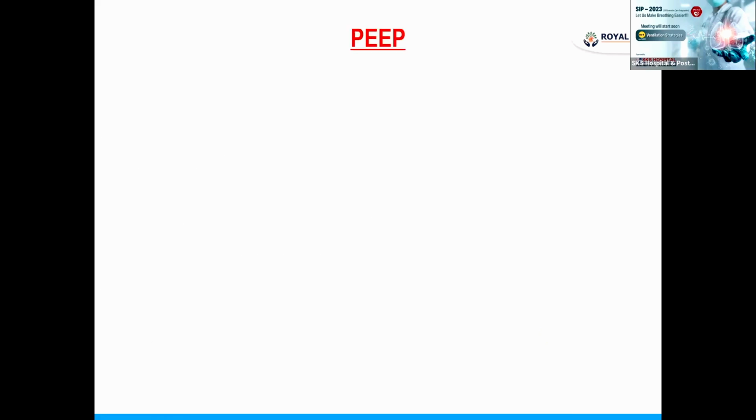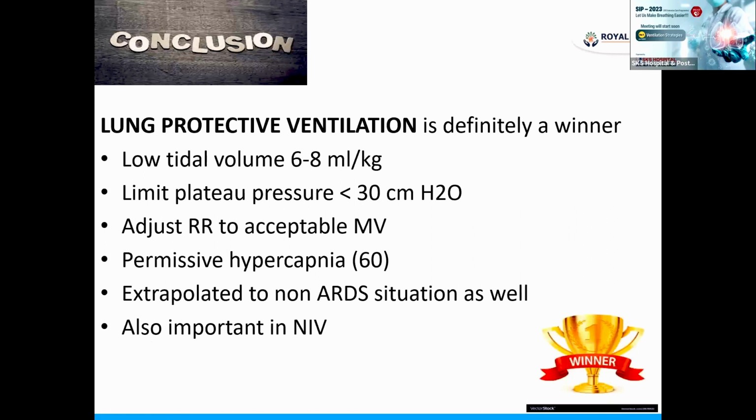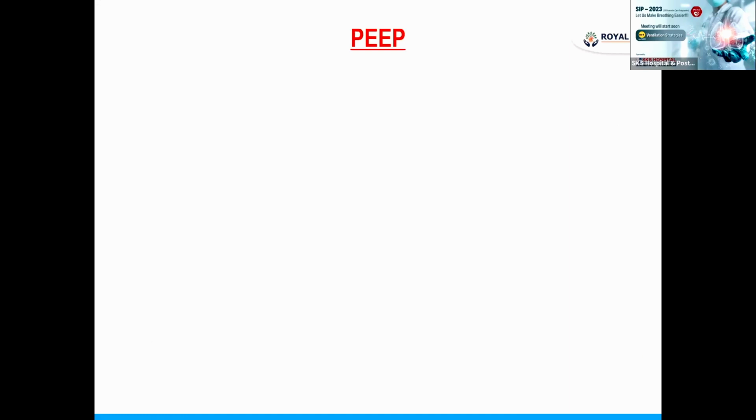So, next concept. Now that we are clear about tidal volume and plateau pressure, the next thing that we need to know is PEEP. PEEP is one thing which is very, very important. It is nothing but positive end expiratory pressure. So the pressure that you need to keep at the level of the alveolus at the end of expiration. That's it. Positive end expiratory pressure at the end of expiration.